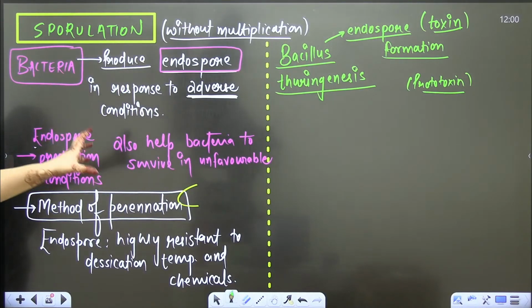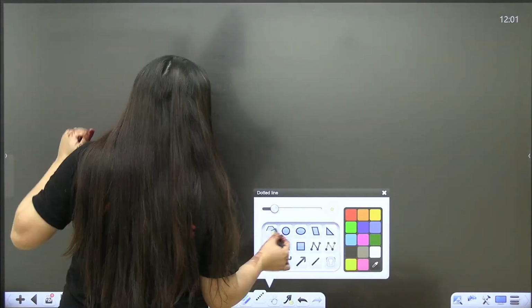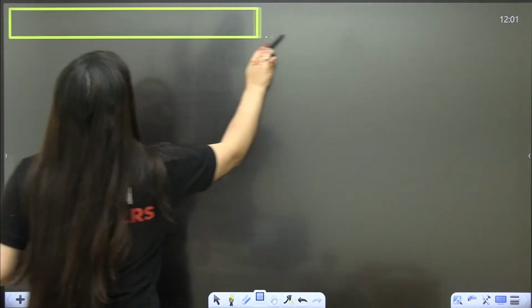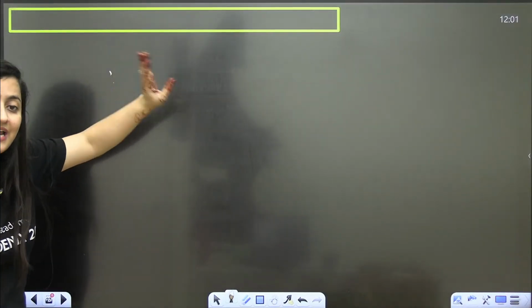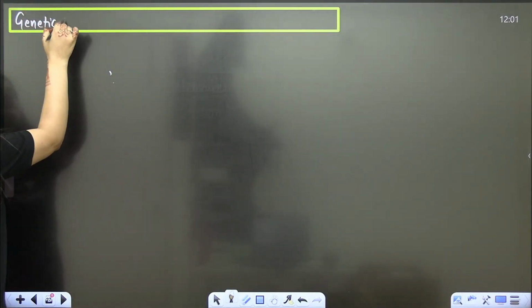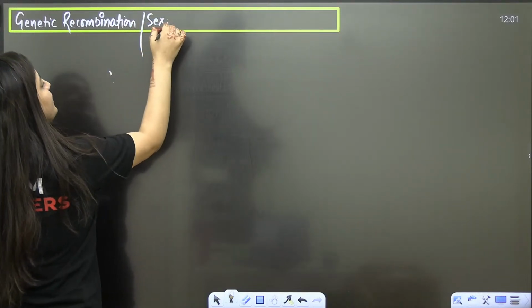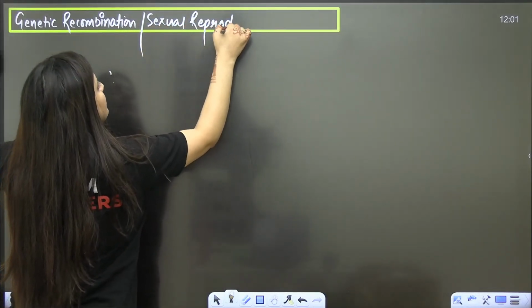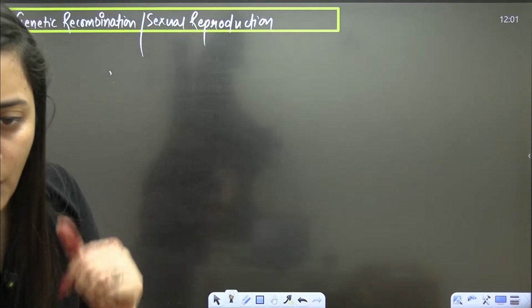So next is genetic recombination, which is also known as a kind of reproduction in bacteria. It is basically sexual reproduction or parasexuality. That is the word that we use here. So genetic recombination, a kind of sexual reproduction in bacteria. Three words are there that we have to discuss, and this is important. Up to this part all clear, yes or no? Tell me, students.